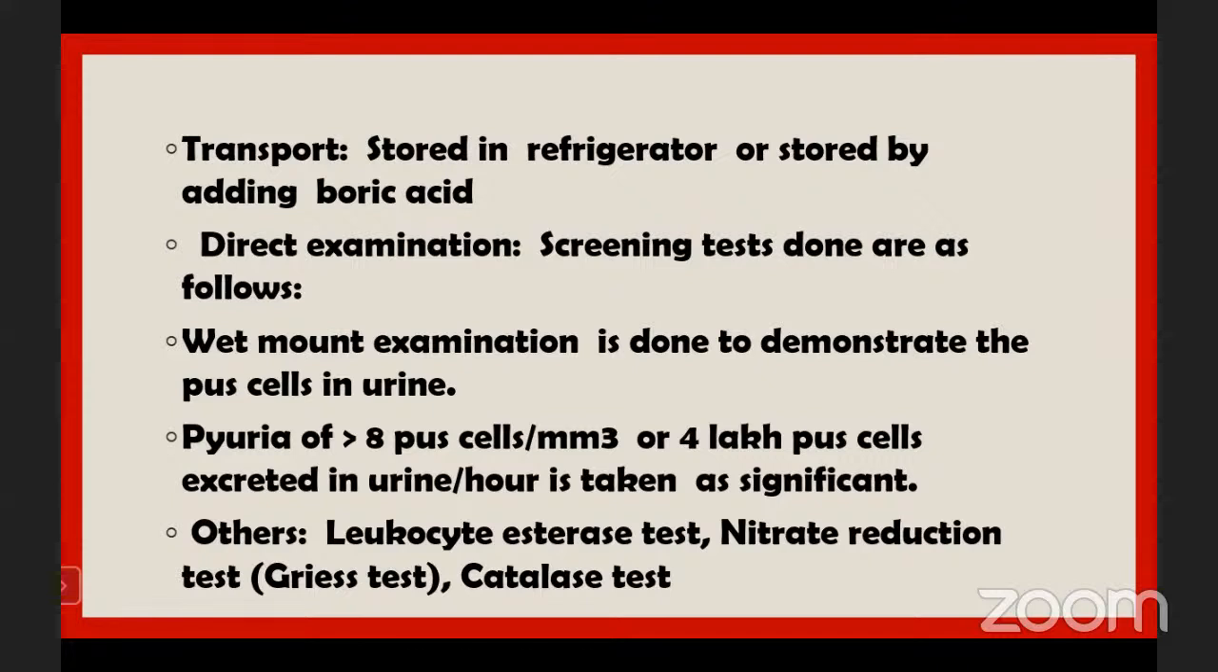Pyuria greater than 8 pus cells per cubic mm, or 4 lakh pus cells excreted in urine per hour, is taken as significant for urinary tract infection. Other tests such as leukocyte esterase test, nitrate reduction test, which is otherwise known as Griess test, and catalase test are done to demonstrate the urinary tract infection.